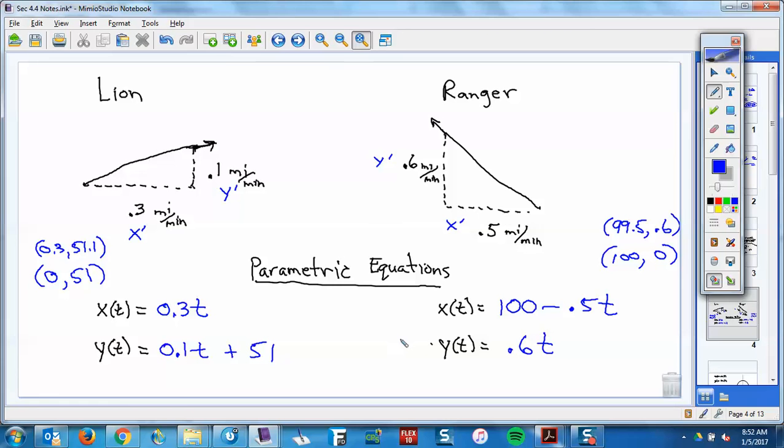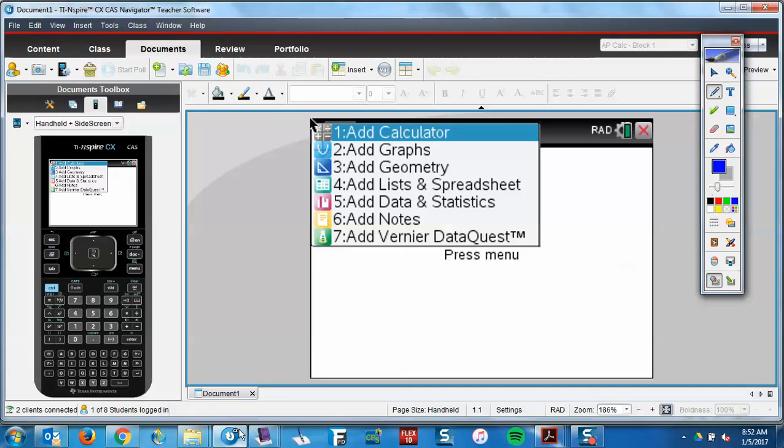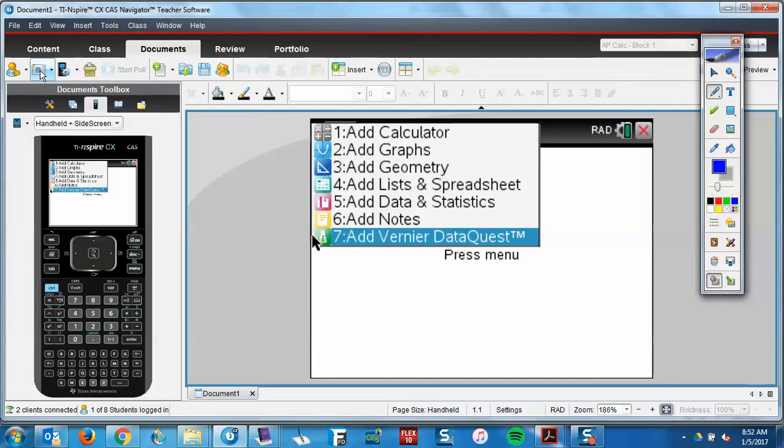We can put those into our calculator. We don't really have to. Well, you should be able to know how to do that. Matter of fact, let's do that right now. Let's go to your calculator.